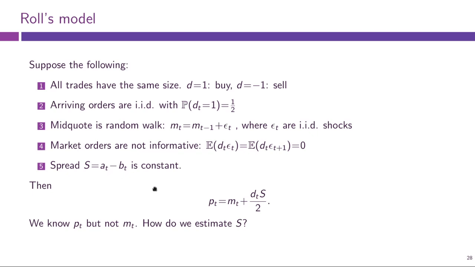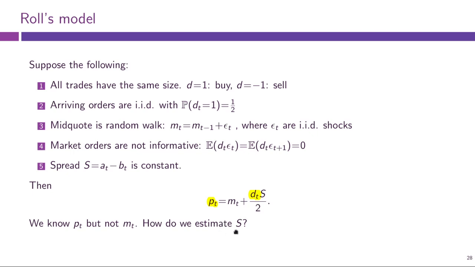So under these assumptions, you can write the transaction price P_t as the mid-quote plus a half spread with a sign dependent on trade direction. If it's a buy, it's mid-quote plus half spread. If it's a sell, then the price is mid-quote minus a half spread. So here we know the transaction price, but we do not know the mid-quote. And we actually do not even know the direction of trade. Otherwise, things would be really simple.